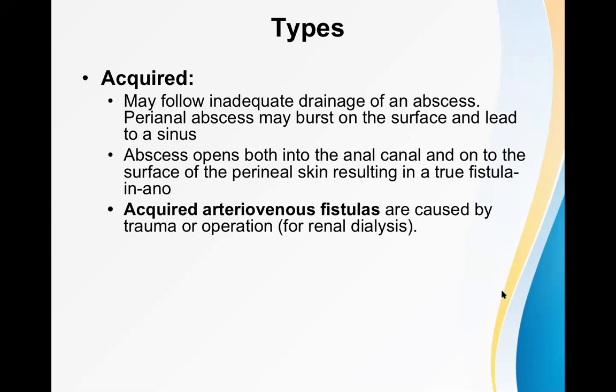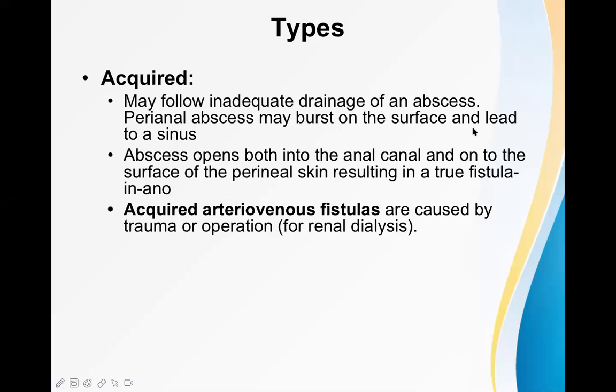Now, on the other hand, what are the types of acquired sinus or fistula? Acquired. They're not present at the time of birth. They are formed later on in life. So they may follow inadequate drainage of an abscess. Sometimes the abscess can rupture on its own, and pus will be drained outside, but the cavity still remains there.